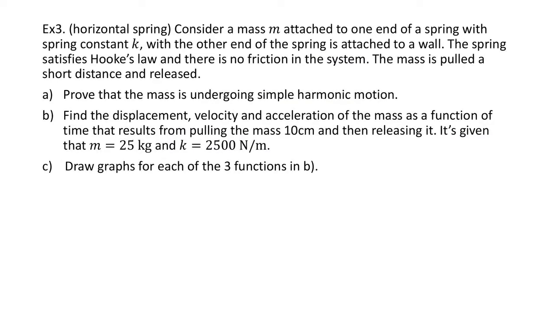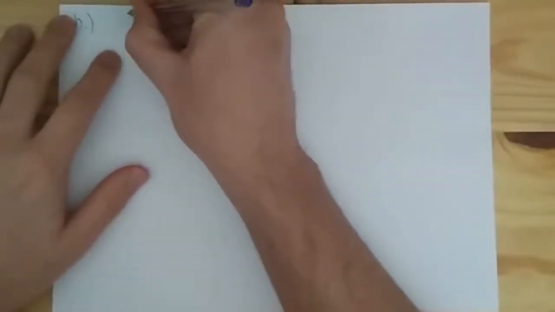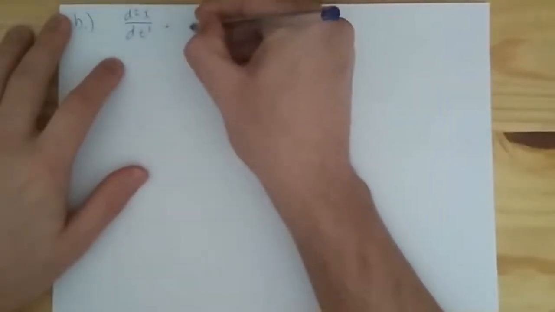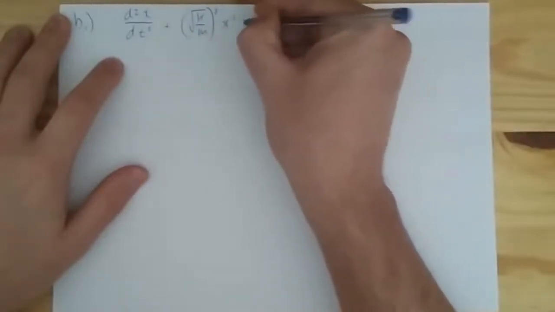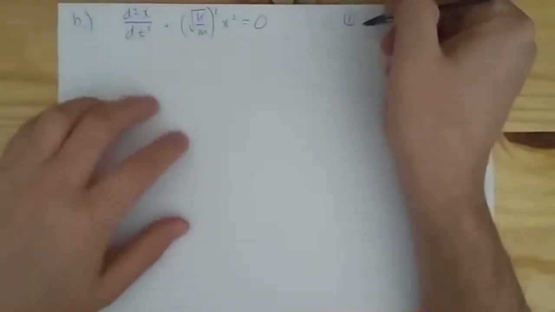Right, so B, find the displacement, velocity and acceleration of the mass as a function of time that results from pulling the mass 10 centimeters and then releasing it. It's given that the mass is 25 kilograms and k is 2,500 newtons per meter. Okay, right, so just for easy reference, let's quickly write down the differential equation again. So the second derivative of x with respect to t plus square root k over m squared x equal to 0. And let's call that, well, this was what we called equation 1 on the previous page.